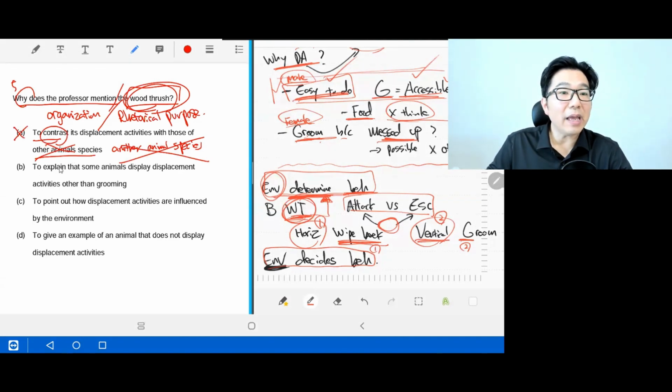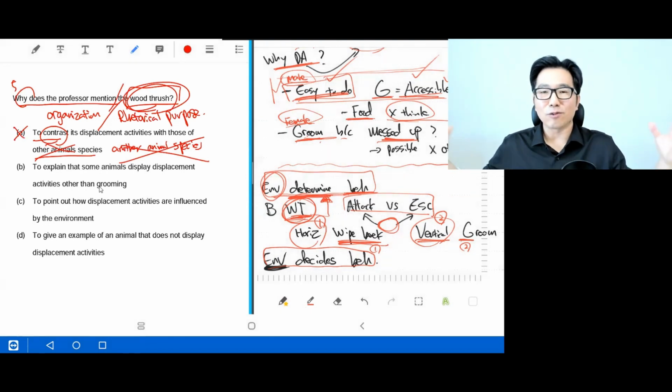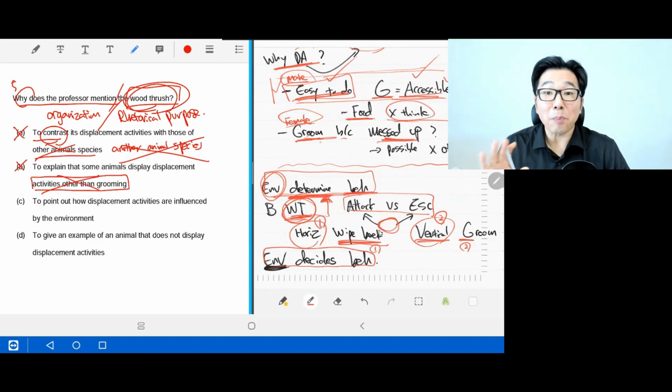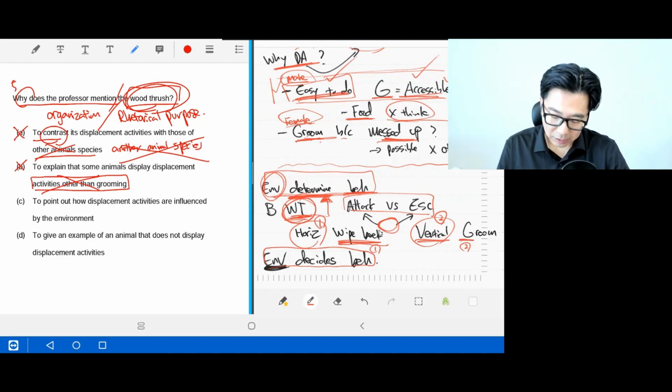B, to explain that some animals display displacement activities other than grooming. It's not about grooming. And if you look at wood thrush here, it is certainly not used to explain that they do things other than grooming. Okay, that's not the purpose. It's used to justify animals' behaviors depend on the environment. Okay, so B is wrong.